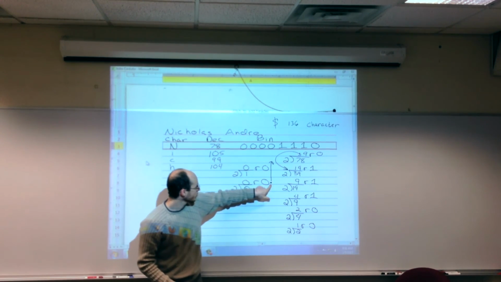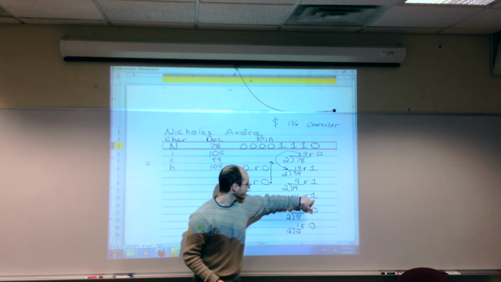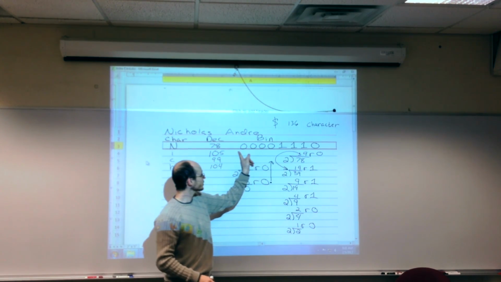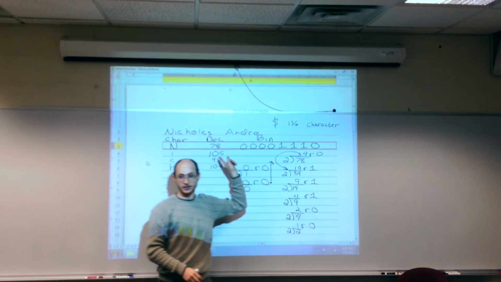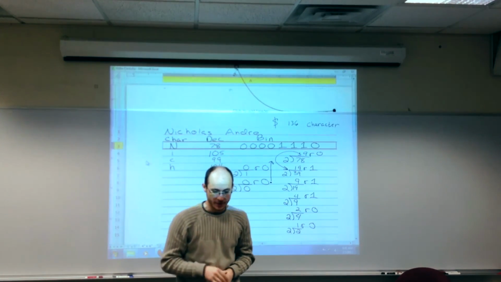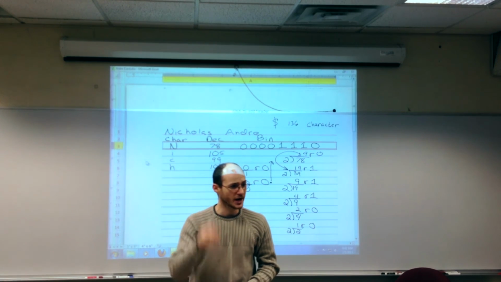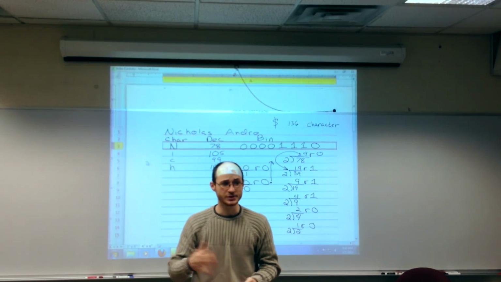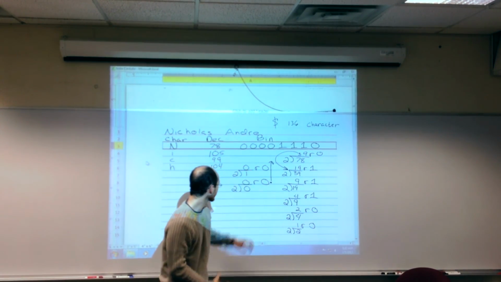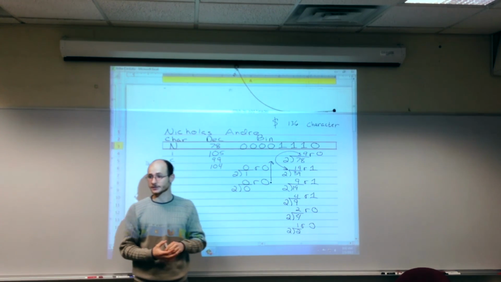Start at the bottom, glue these numbers together, and this is what you get for 78. Now students like that method. It's slow, it's very tedious, but it's simple. Divide by 2 and keep on dividing by 2 until you end up with a 0 there, correct?